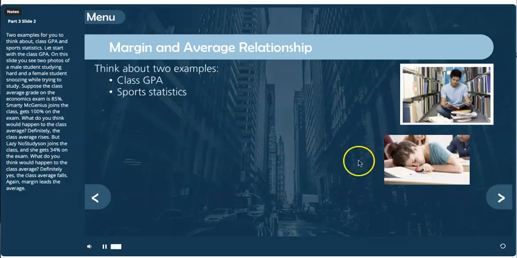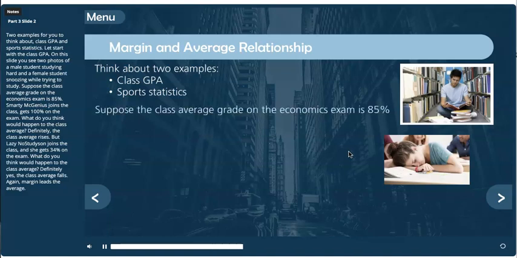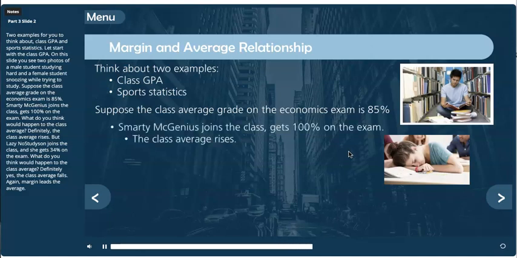Two examples for you to think about: class GPA and sports statistics. Let's start with the class GPA. On this slide, you see two photos of a male student studying hard, and a female student snoozing while trying to study. Suppose the class average grade on the economics exam is 85%. Smarty McGenius joins the class and gets 100% on the exam. What do you think would happen to the class average? Definitely, the class average rises.